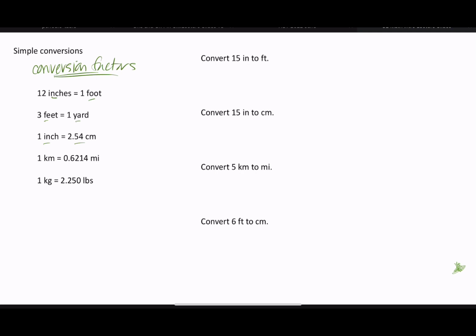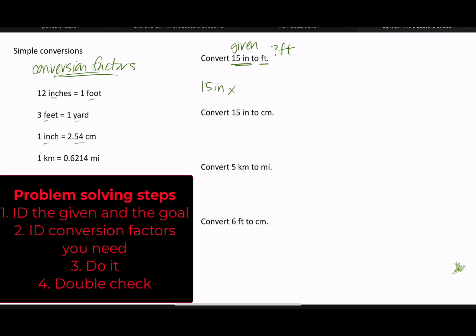So first, let's say that we wanted to convert 15 inches to feet. Well, I'm going to start with my given. This is my 15 inches. That's what I'm going to start from. I would like to get to feet. That's my question. So what I'm going to do is put a multiplication sign and draw a line. And this space is where my conversion factor is going to go.